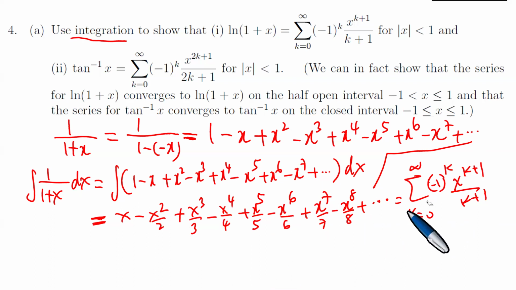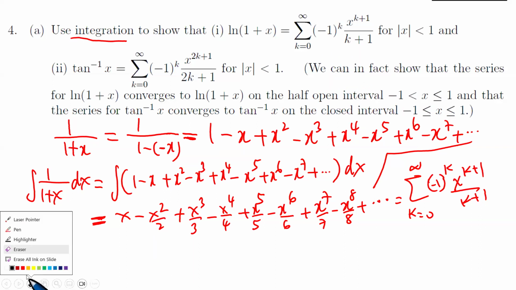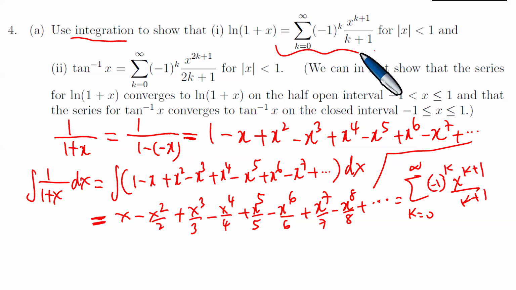So there's nothing to show. You do it term by term. When k is 0, you get that, because the formula is already given in the question.